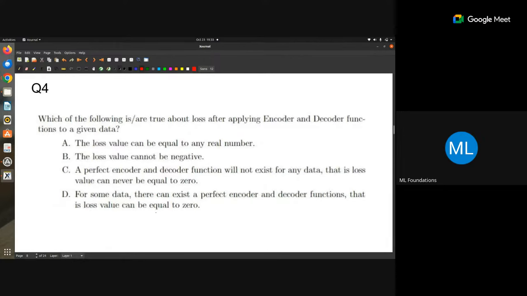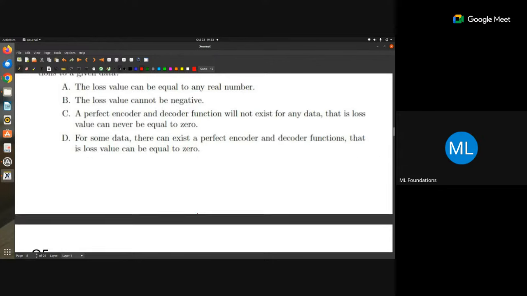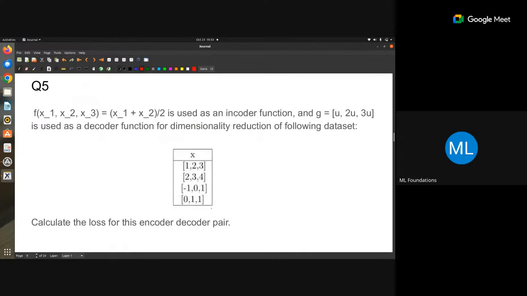Okay. Which of the following is or are true about loss after applying encoder decoder functions? Okay. So maybe we'll solve the question on encoder decoder and then we'll come to that question. I think that will be better then.